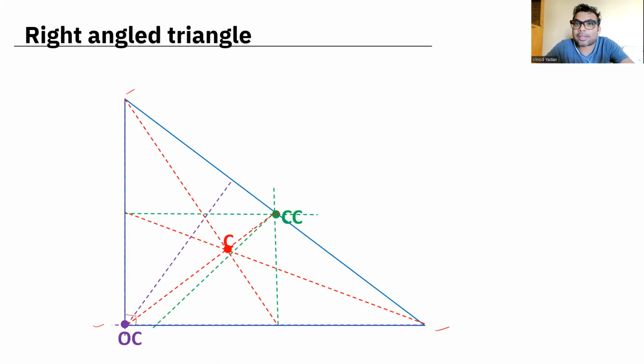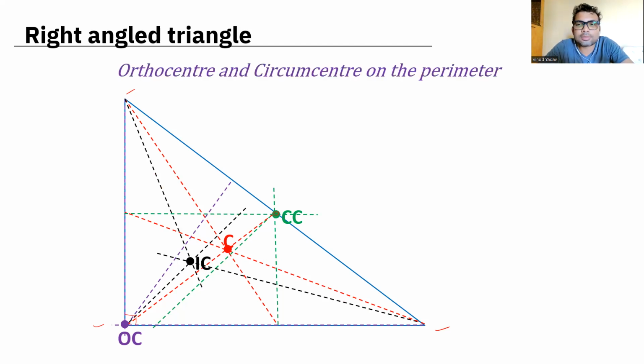So circumcenter is again on the boundary, especially the midpoint of the hypotenuse. So circumradius will be half of the hypotenuse, right? Okay. And incenter is inside. So orthocenter and circumcenter are on the perimeter in case of a right angle triangle. Get this clarity.